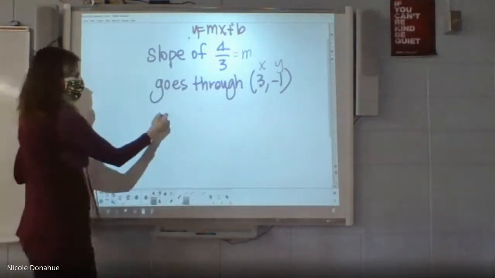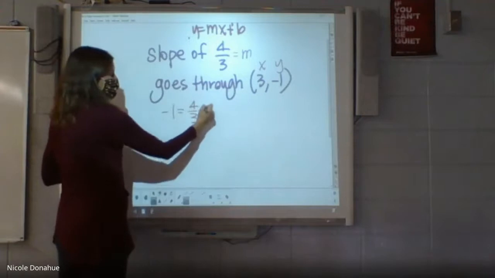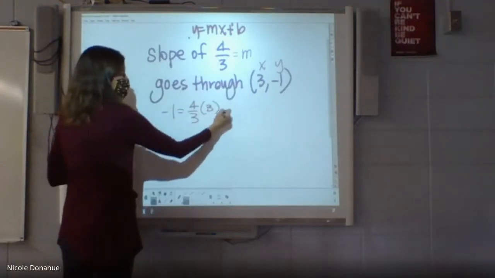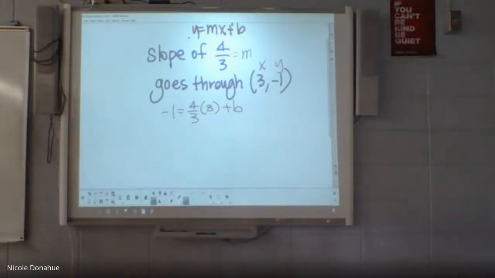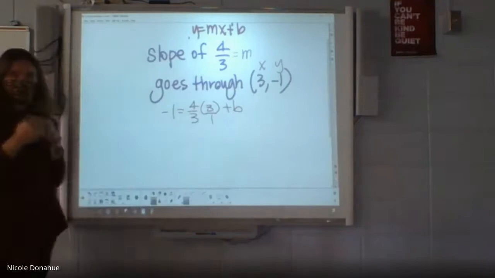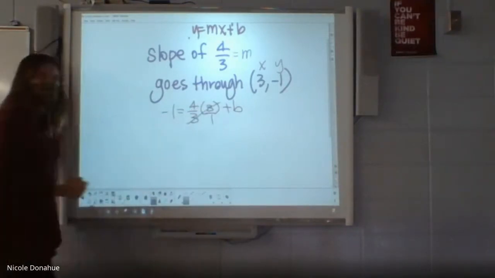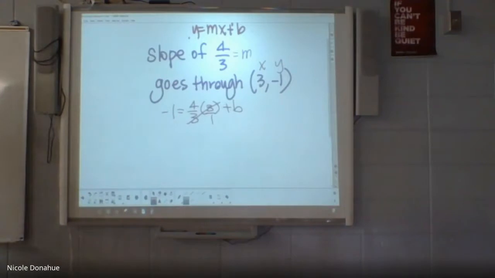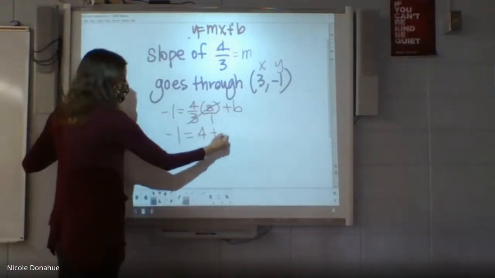So the y is -1, the m is 4/3, the x is 3, plus b. Now I saw some of you guys putting in your calculator, that's perfectly fine. I look at something like this, but I'm also a math teacher, so I know that this is not easy for everybody. The 3's can just cancel. So I gave you those numbers intentionally because I knew they'd work out really nicely. So I have -1, this just ends up being 4 over here plus b.